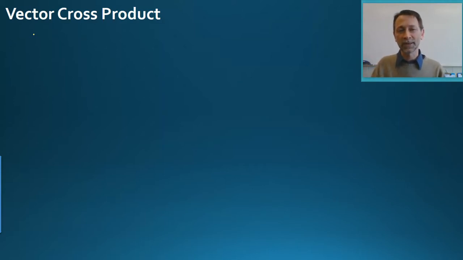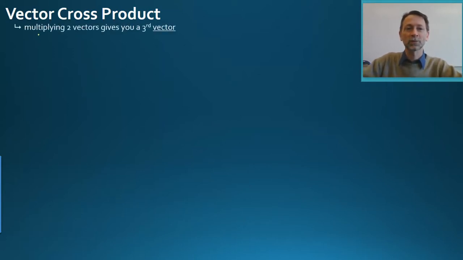Now, shouldn't it make sense that if I could take two vectors, multiply them together, and get a scalar value, I could also take two vectors and multiply them together and get a vector value? And that's really what your vector cross product is. It's when you multiply two vectors together to get a third vector.